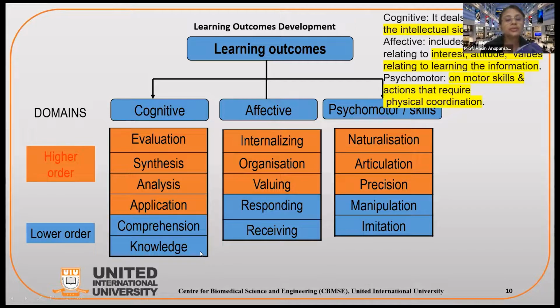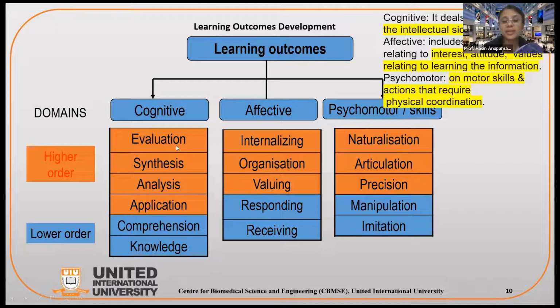That means we are only working on theory-based knowledge, only receiving and sometimes responding, like in Bloom's taxonomy, in the remembering phase or the understanding phase. But what about the higher order things? That means we have to evaluate, synthesize, organize, and articulate. For this reason, we need to learn what we actually need.